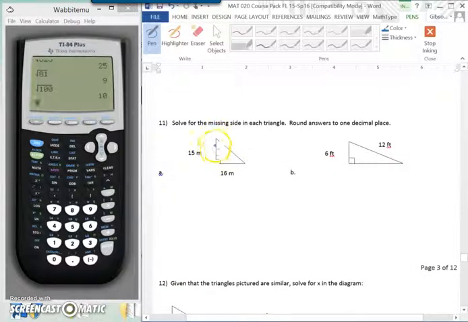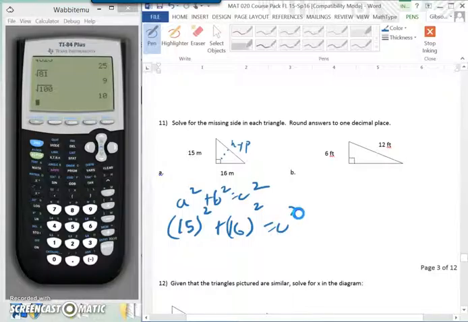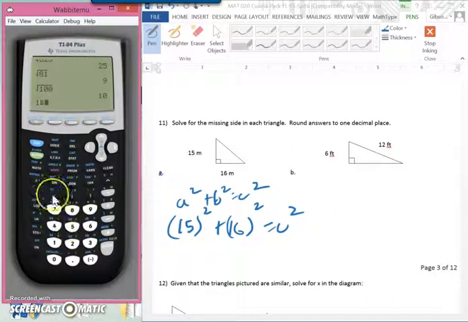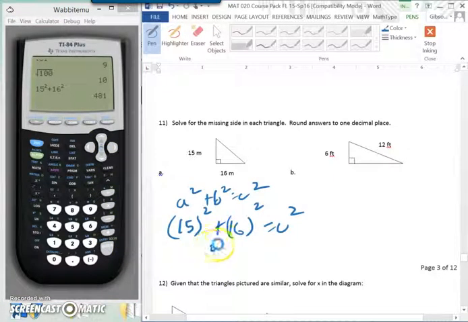Now we come here to 11a. It says solve for the missing side of each triangle. This is a right triangle, so we will use the Pythagorean theorem. Now we know directly across from the 90-degree angle is what we call the hypotenuse, or our C. So we have a squared plus b squared equals c squared. A is 15, and that's squared. B is 16, and that's squared. And now we're looking for C. So we would take 15 squared plus 16 squared, and that gives us 481, and that equals C squared.